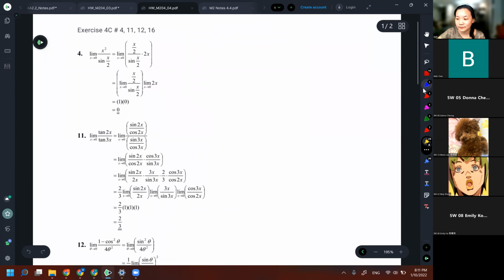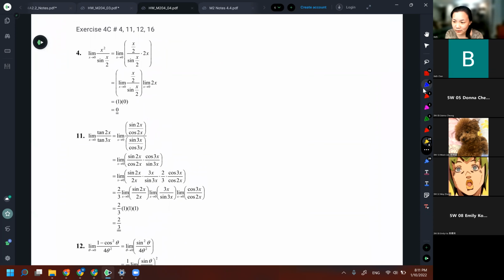Assignment number 4. Now this one, not a huge problem. It's just something I do not allow. For example, I do not allow you to do the simplification of fraction like this. Okay, I do not allow that. Although you may think, oh, I will divide x and divide sine x. You're not allowed to do that. Okay.